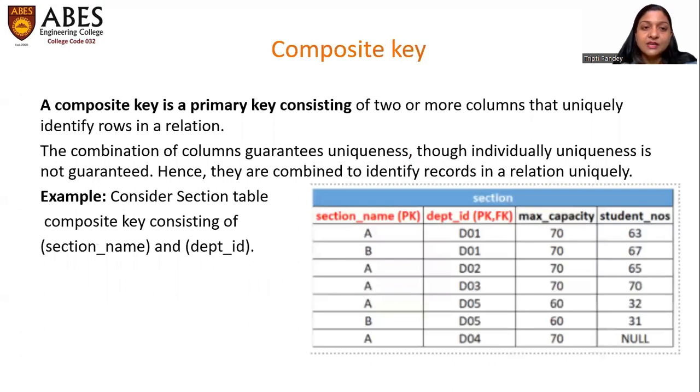Next is composite key. A composite key is a primary key consisting of two or more columns that uniquely identify rows in a relation. The combination of columns guarantees uniqueness, though individual uniqueness is not guaranteed. Like in this table section, section name and department ID combine to form a composite key. Section name is one attribute, department ID is the second attribute. So both of these together form a composite key.